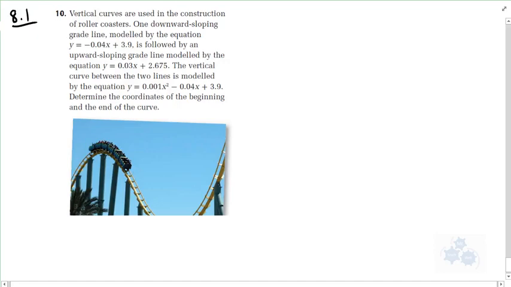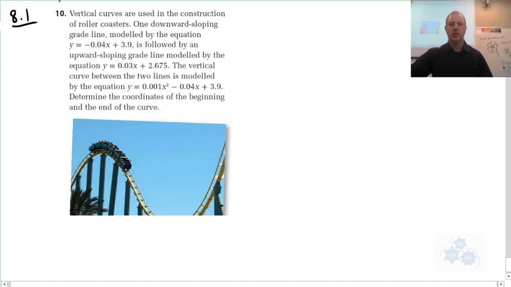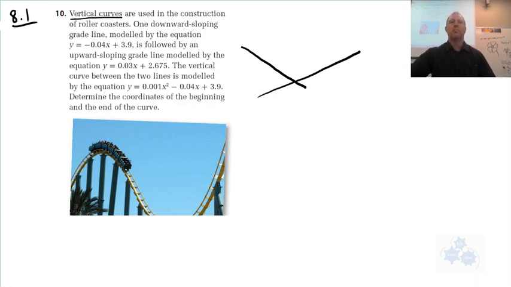Okay, so this is question number 10 from 8.1 Pre-Calculus 20. We're talking about vertical curves. Now that may look a little bit funny, but in the textbook, I believe in one of the examples that we might not have gone through in the lesson, it talked about how you would connect two straight lines like this if you were trying to build a road, or in this case a roller coaster.